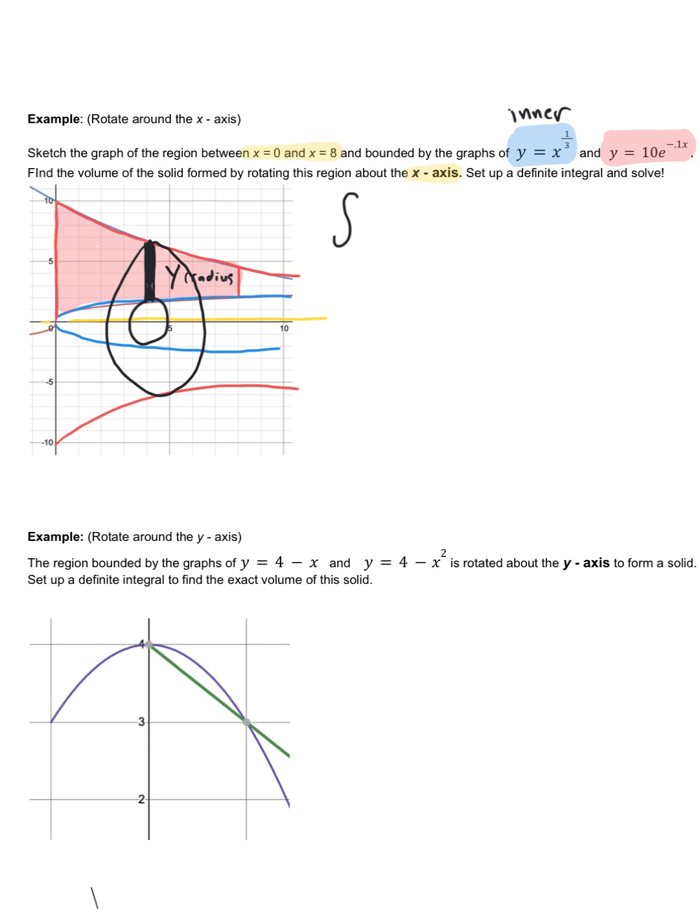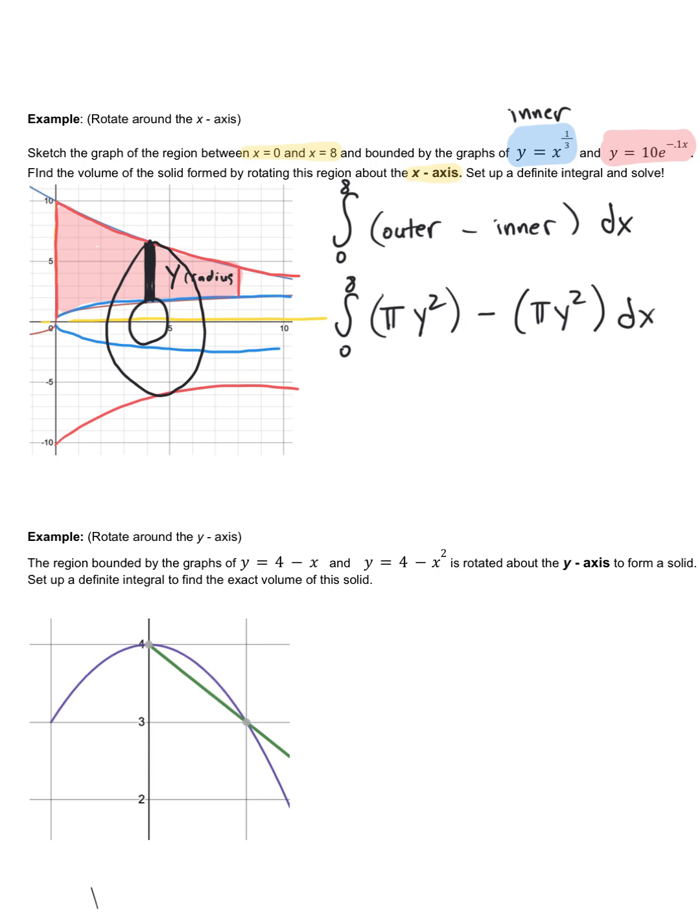Okay, so let's set up our definite integral. Again, we have the elongated s. Our limits are given to us. And we will always be doing the outer function minus the inner function. This is going to be a dx. From 0 to 8, we need a pi y squared for our outer function, farthest away from the axis of rotation, and then minus another pi y squared. That is our inner function, closest to the axis of rotation.